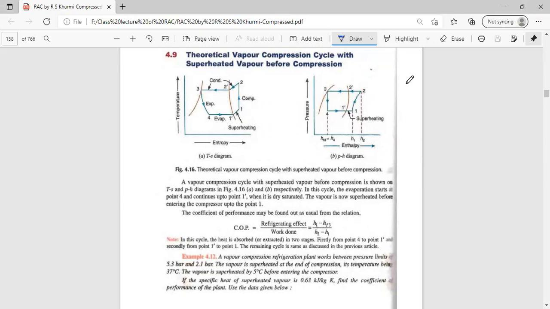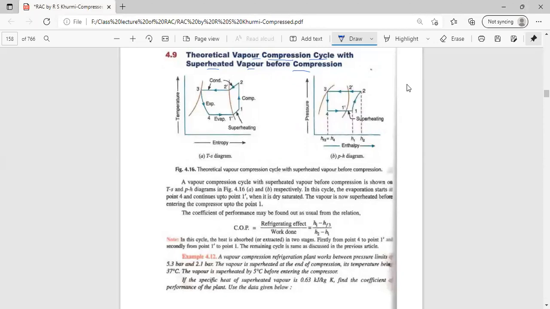Now we'll go through another phenomenon of the vapor compression refrigeration cycle itself: a vapor compression cycle with superheated vapor before compression. What we have done so far is a vapor at the entrance of the compressor which is perfectly saturated and on the saturated vapor line.